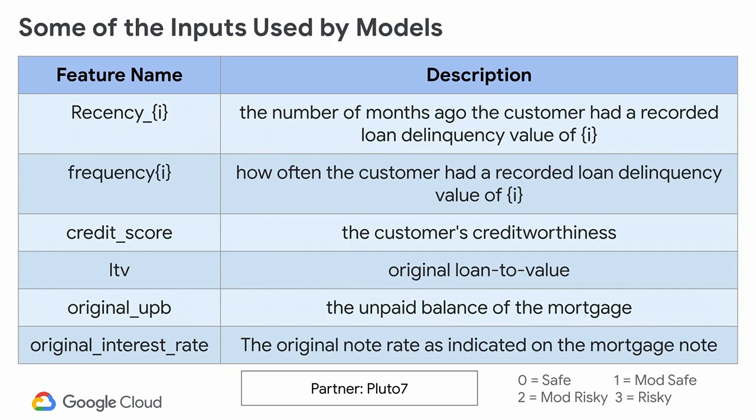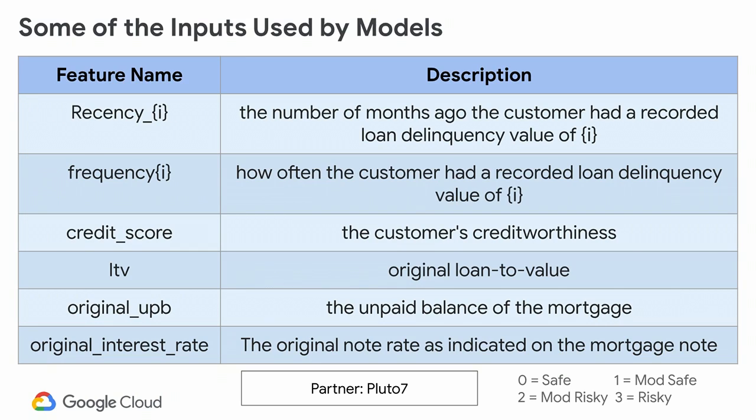So, going to model explanation on this problem, I took the top 6 inputs that I'm going to use to explain the models. The first one is recency, which is the number of months ago the customer had a recorded delinquency. Frequency is how often the customer had a recorded loan delinquency value of which category, like 1, 2, 3. Recency I is the category delinquency value with 0, 1, 2, 3. 0 is most safe and 3 is most risky.